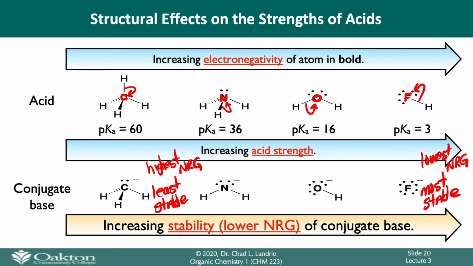And so hydrofluoric acid is the strongest acid with a pKa of 3, and methane is the weakest acid with a pKa of 60. Remember, pKa is an inverse scale. The bigger the number, the weaker the acid. The smaller the number, the stronger the acid.